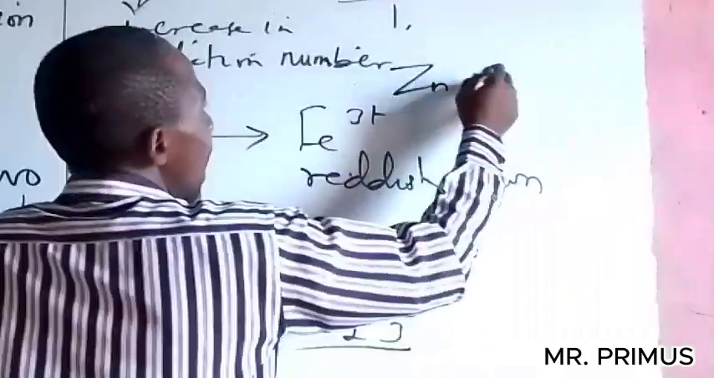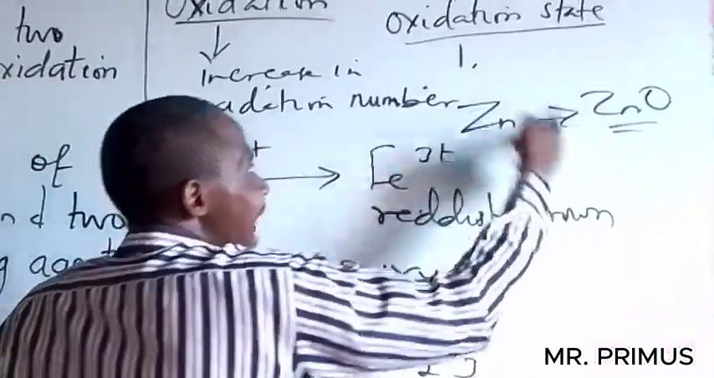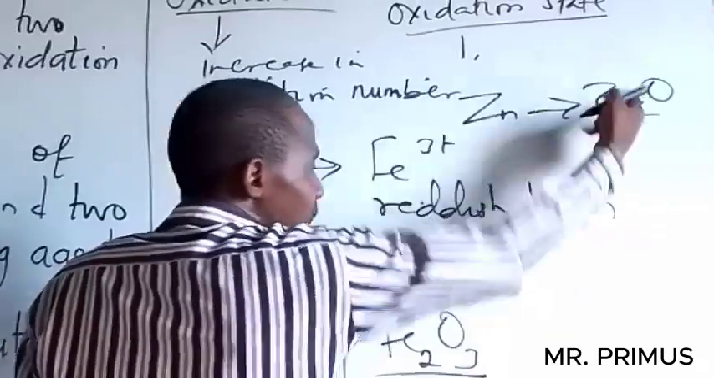If you have zinc and at the end you have zinc oxide, this is oxidation. So if you move from zinc to zinc oxide, addition of oxygen to any substance, it is oxidation.